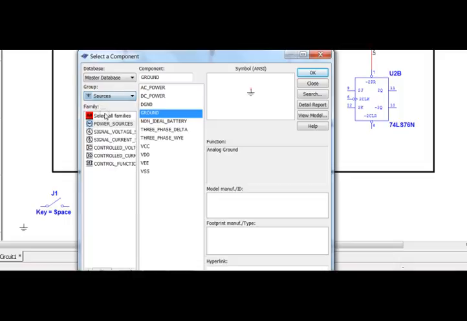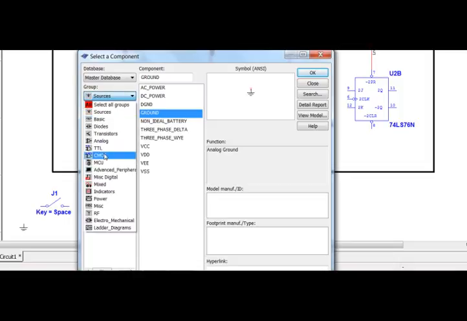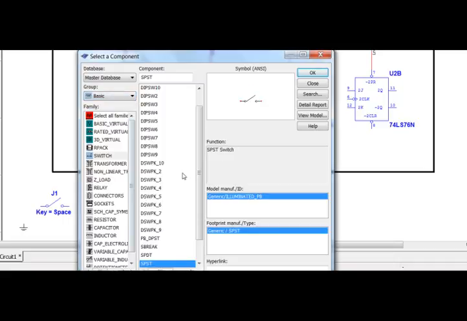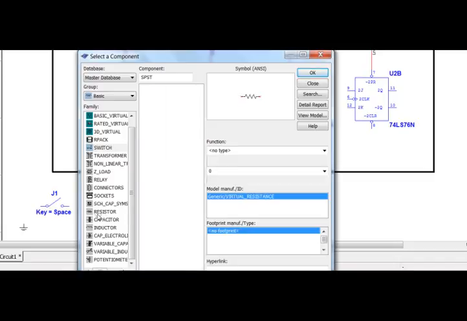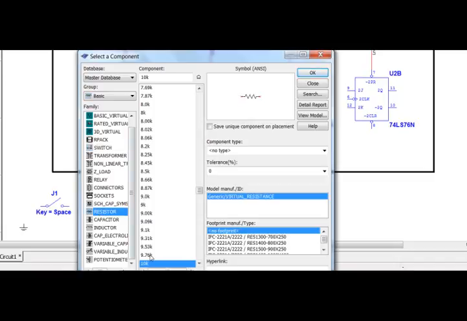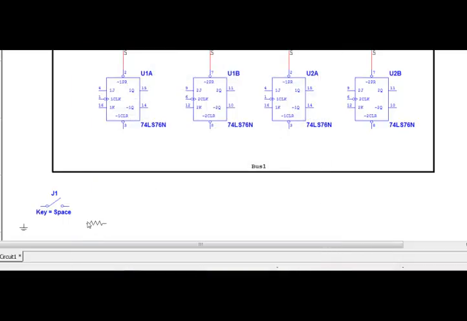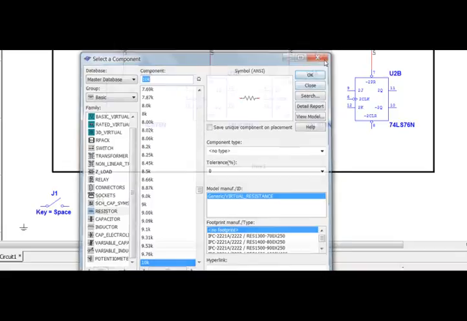I'm in sources. It's not there. Must be these guys. Anybody see a pull-up resistor thingy? I gotta make my own. I know there is one. I just can't find it. Okay, so there's a 10K guy. All right, so put a 10K guy here. Excellent, excellent. Okay, so there we go.